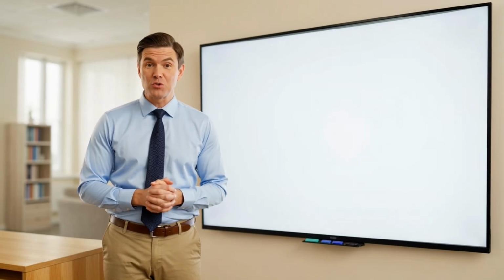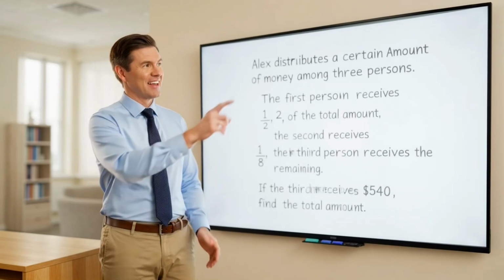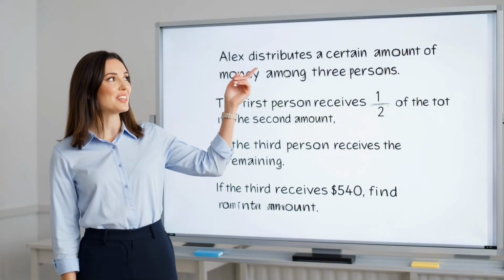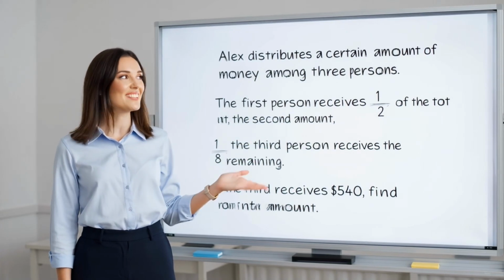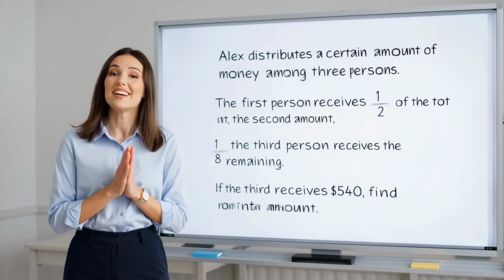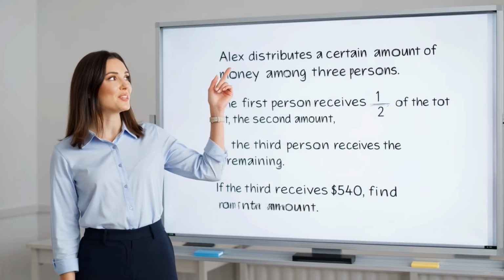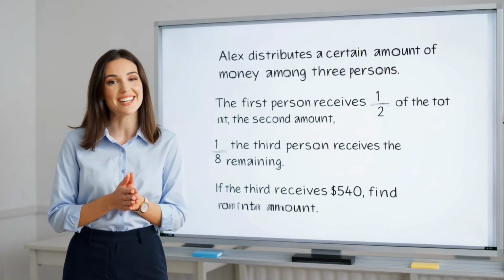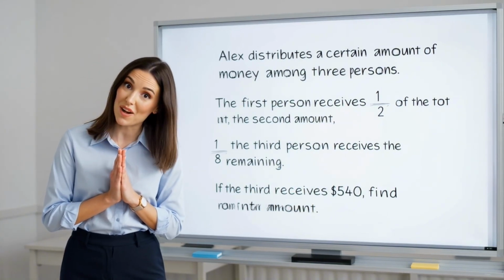Let us solve this word problem. Alex distributes a certain amount of money among 3 persons. The first person receives a half of the total amount. The second receives an eighth. The third person receives the remaining. If the third receives $540, find the total amount.